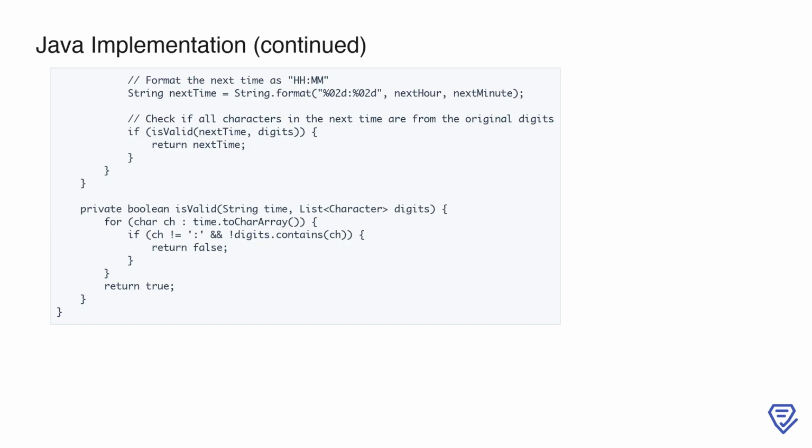The next step is to check if the formatted time can be constructed entirely using the digits from our original list. We achieve this by calling a helper method, isValid. Inside this method, we iterate through each character in the new time string. For any character that isn't a colon, we verify if it exists in the list of original digits. If we encounter a character that isn't in the list, we immediately return false, indicating the time is invalid. If all characters pass the check, the method returns true. Once a valid time is found, it is returned as the result. This ensures we only select the next closest time that can be formed using the original digits, completing the solution.